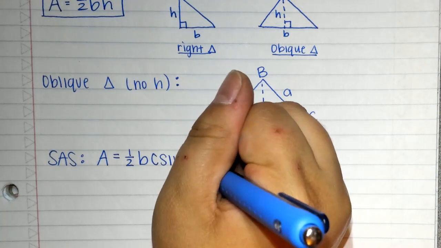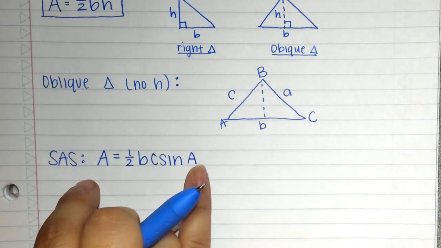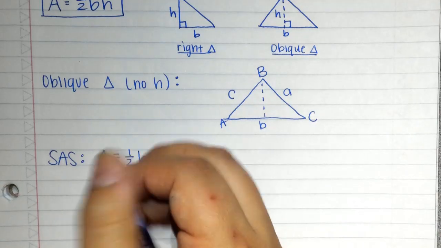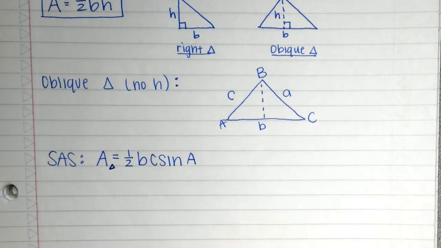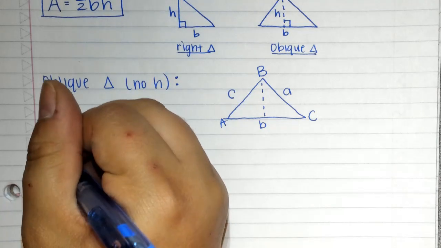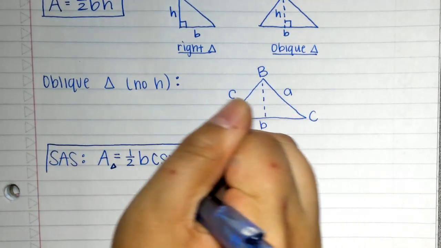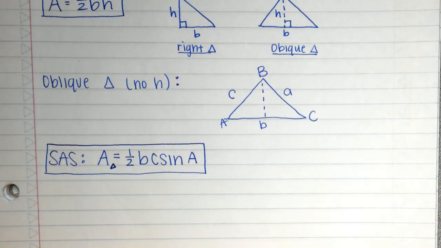And I know this gets a little bit confusing. Somebody said last period, Miss Olivares, you have 2 capital A's. So I'm going to put area of a triangle so you'll know this A is talking about area. And this is your SAS formula. 1/2 BC sine of A.